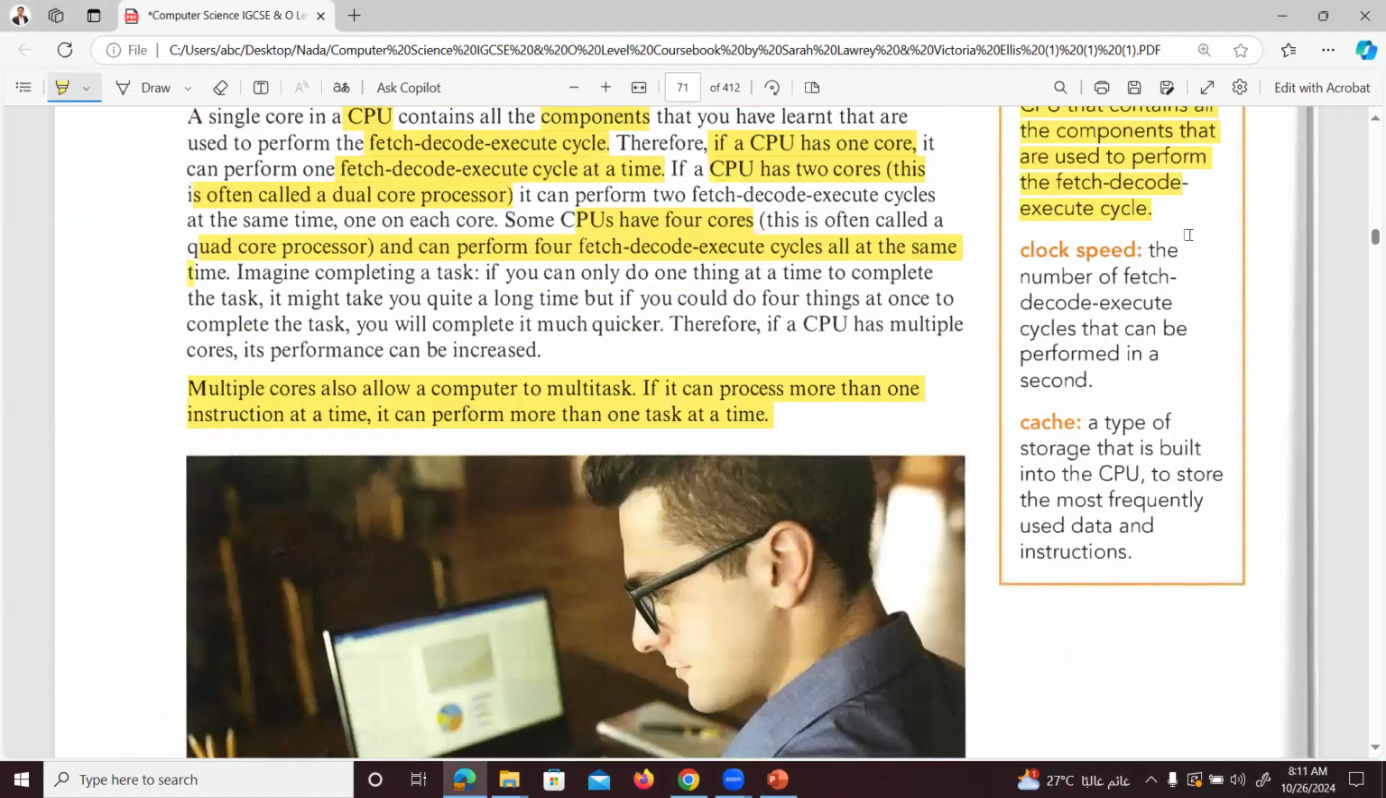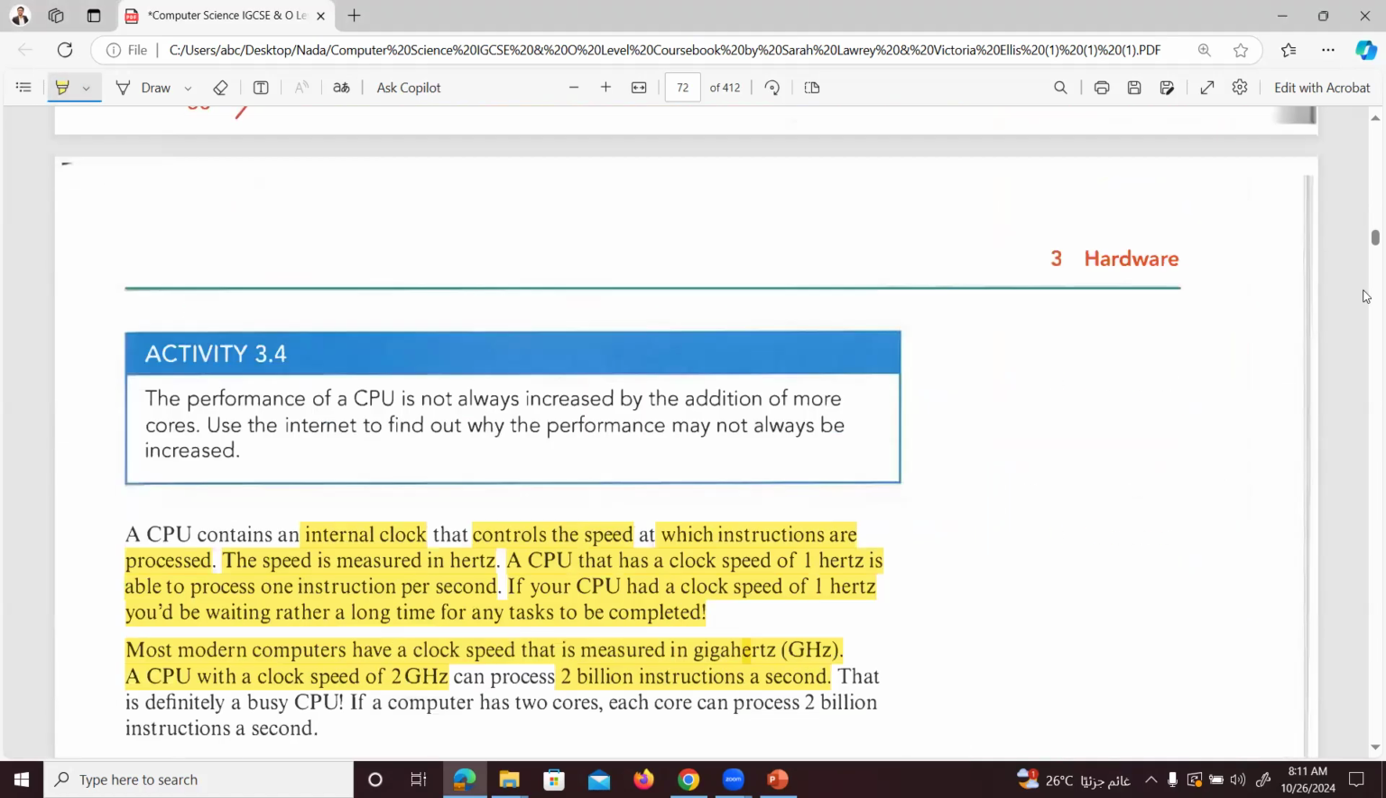So what is a clock speed? A clock speed is the number of fetch decode execute cycles that can be performed in a second. If you have a 1 hertz machine, that means you can only perform one clock cycle, or one fetch decode execute cycle, per second. But if you have a 2 gigahertz processor, that means you can perform 2 billion fetch decode execute cycles per second. Is it making sense? Is it clear to both of you? Yes, sir.